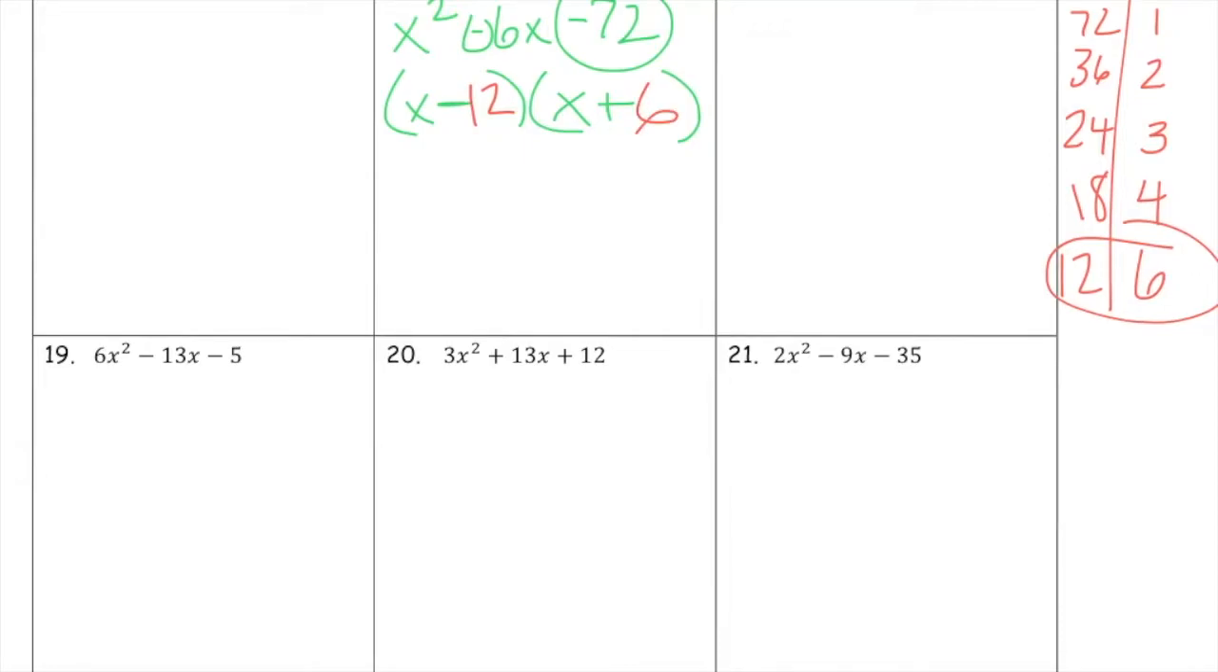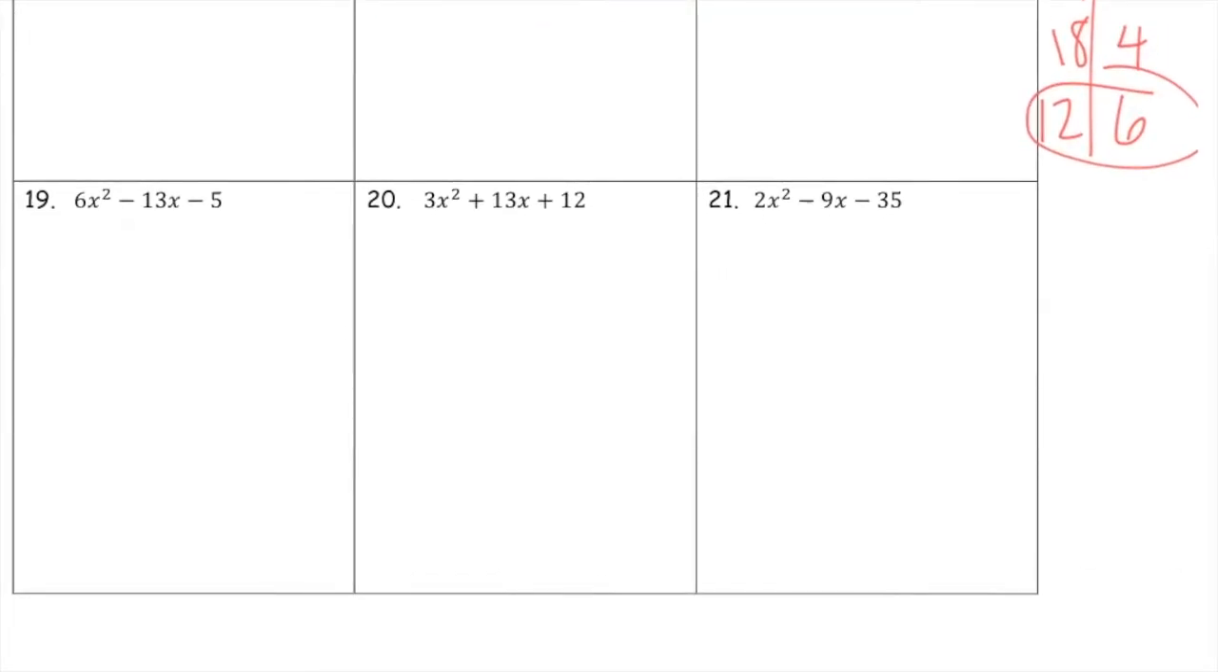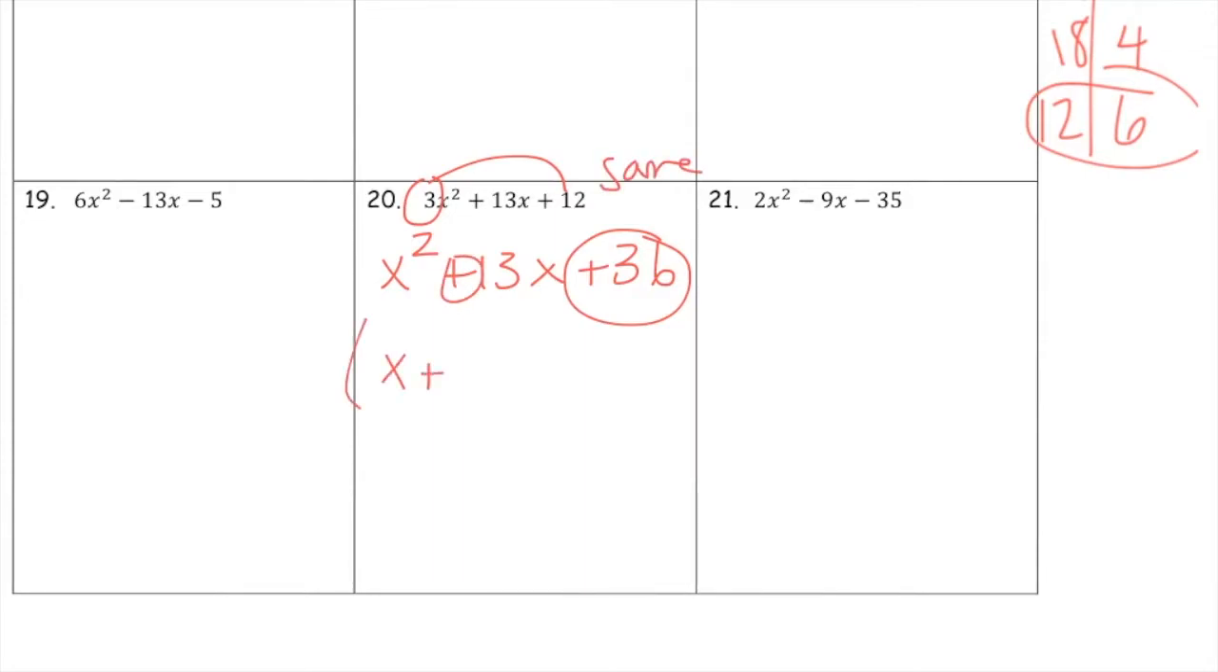Now let's just verify. Negative 12 times positive 6, that is negative 72. Negative 12 plus 6 is negative 6, so that works. All right, and last but not least, on the bottom here, we have 3 times 12, x squared plus 13x plus 36. Last sign is positive, so that's the same signs. Both signs are going to be positive.